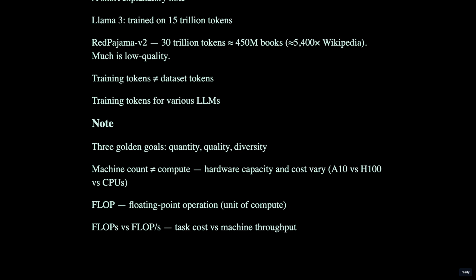FLOPs, plural, count how many floating point operations a task requires, while FLOP/s is a rate, how many operations a machine can do per second. Use FLOPs when you describe a model's compute requirement and FLOP/s when you describe hardware performance. For example, an NVIDIA H100 NVL can deliver about 60 teraFLOP/s, 6 times 10 to the power of 13 FLOPs per second, which amounts to roughly 5.2 times 10 to the power of 18 FLOPs in one day.